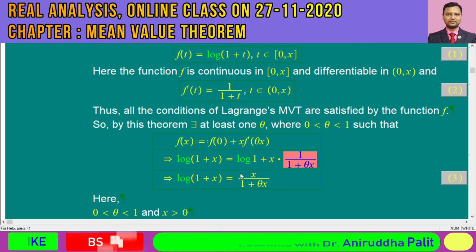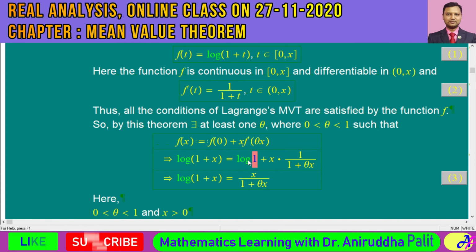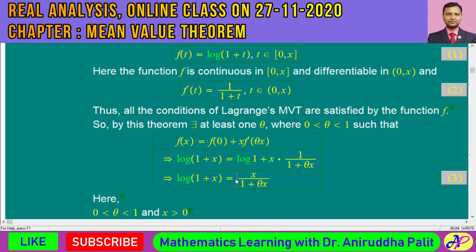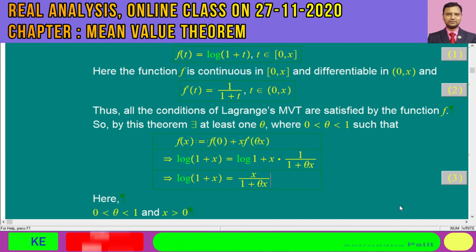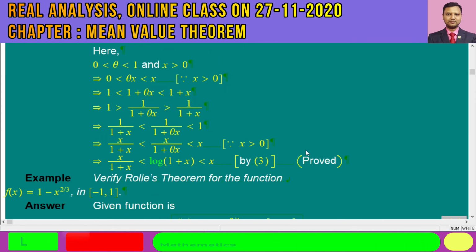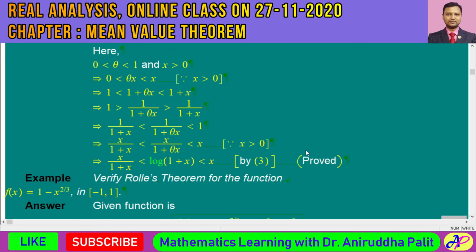So the total right hand side becomes: the first term is 0, since log of 1 is equal to 0, so the total expression comes from the second term, x by 1 plus theta x. Okay, so this much was easy. Now the main factor in this kind of problem comes over here. Be very careful about it. It is a very small part but a very crucial part.